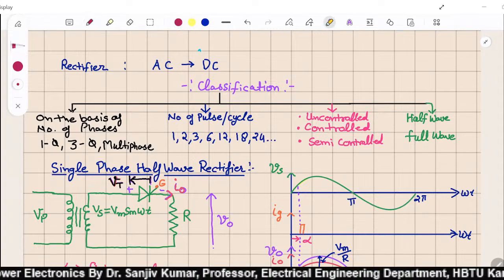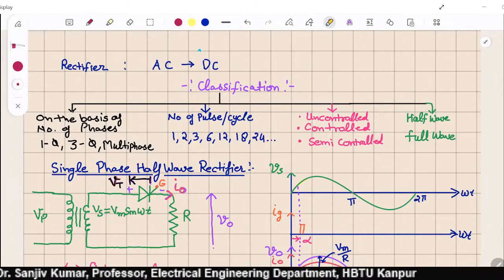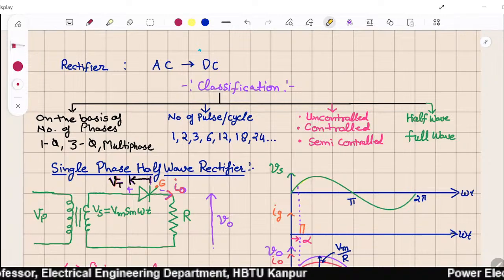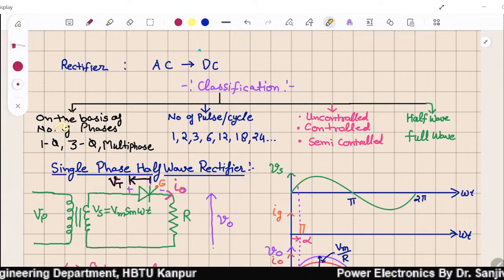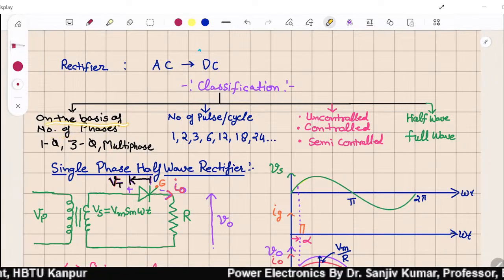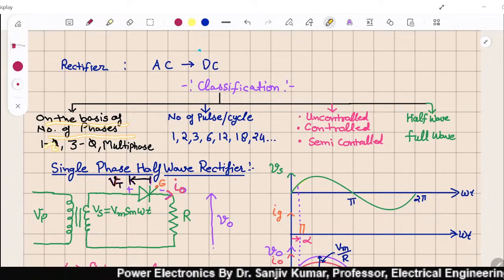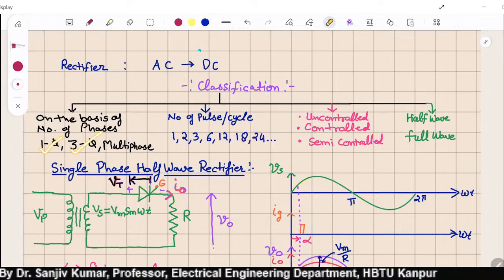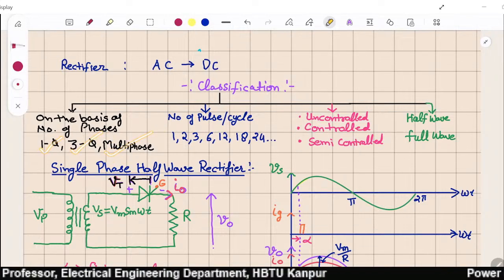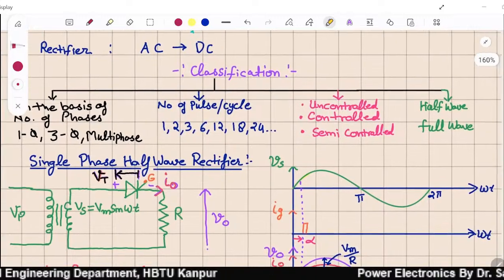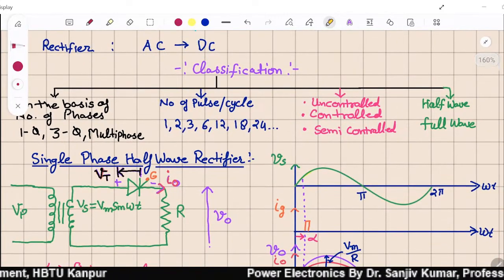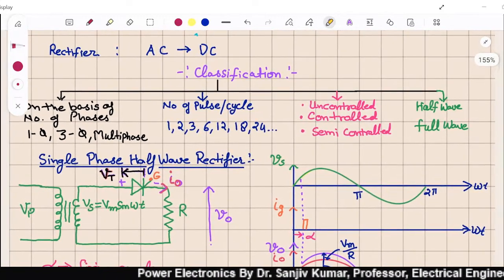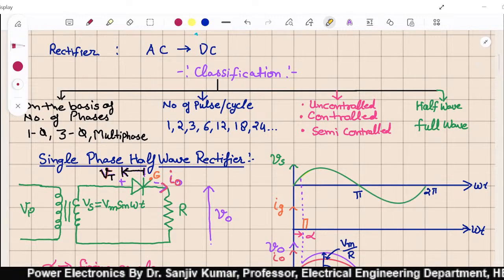So these AC to DC rectifiers are classified, number one, on the basis of number of phases. It could be single phase, it could be 3-phase, or it could be multi-phase. In an upcoming lecture, when I tell you something about research related topics, then we will discuss these multi-phase rectifiers as well.